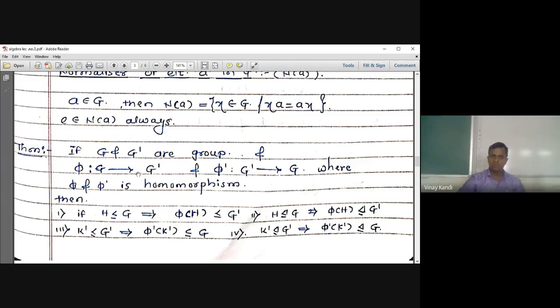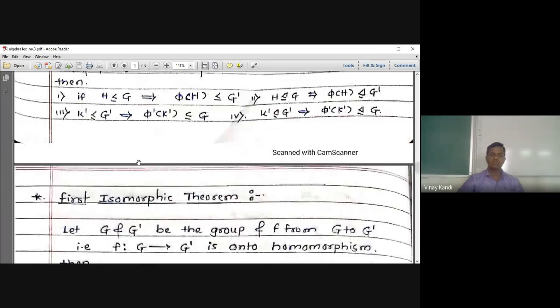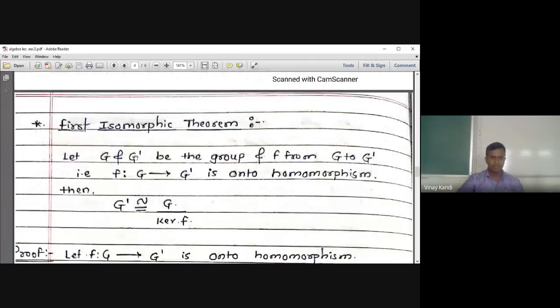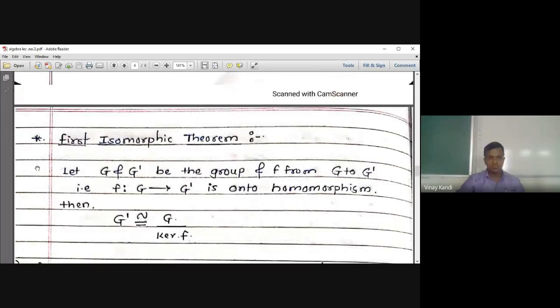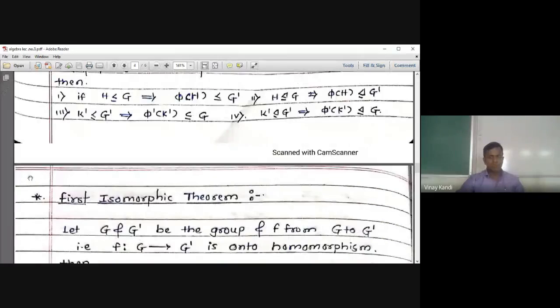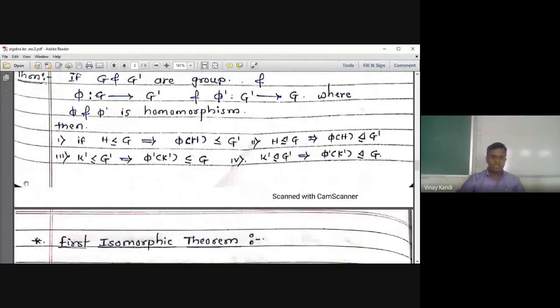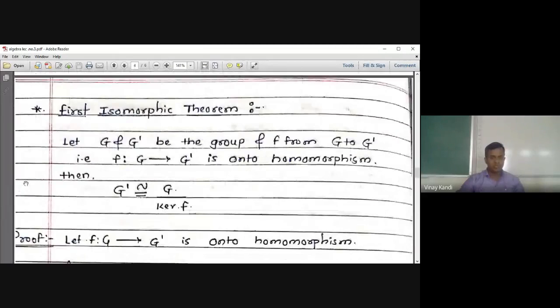Now the next part is the first isomorphic theorem, one of the most important theorems. इथून तुमचा सिलेबस चालू झालेला आहे. ओके, हे सगळं बेसिक कन्सेप्ट होते आतापर्यंत. Now the syllabus is started. Now the first isomorphic theorem.